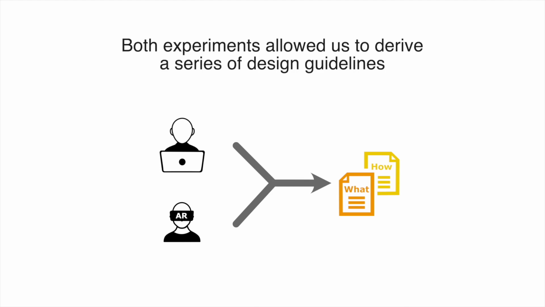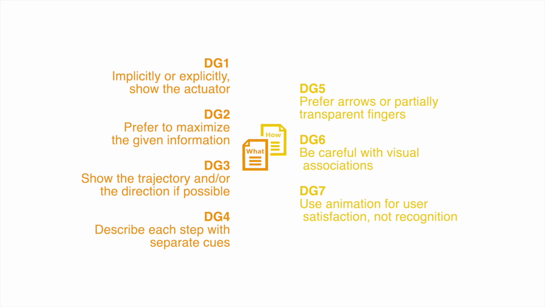Both experiments allowed us to derive a series of design guidelines. For example, Design Guideline 1 states that implicitly or explicitly show the actuator.